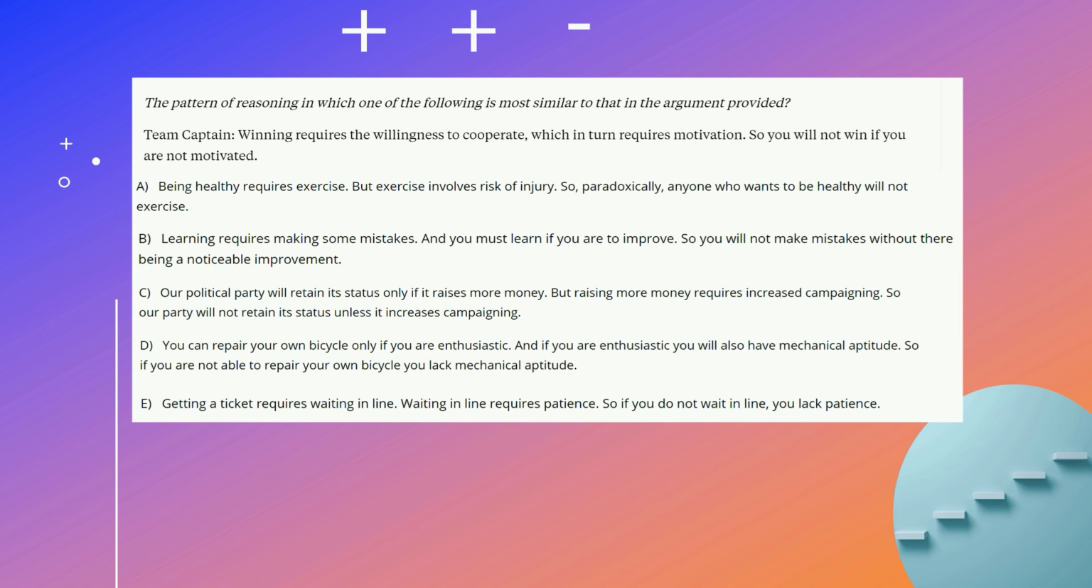Do we agree with the logic or do we disagree? I think this is flawless logic. There are 2 conditions to winning. Willingness to cooperate, and there's a condition to that, which is motivation. So yes, it's flawless logic to say you won't win if you don't pass one of those conditions. There's no flaw there. That's flawless logic. We're looking for flawless logic.